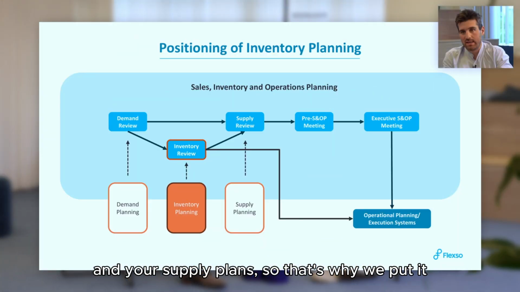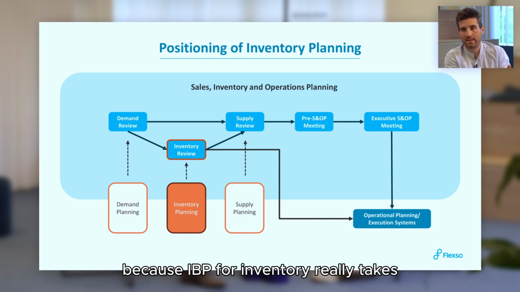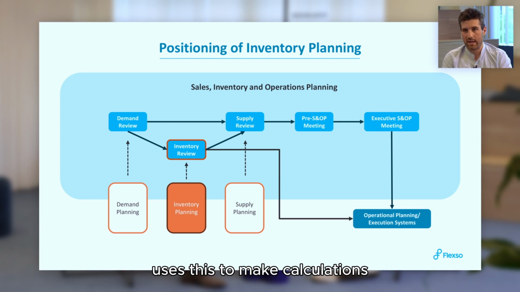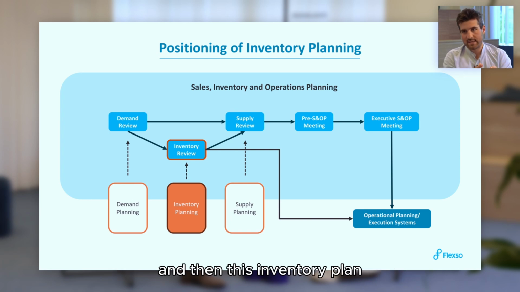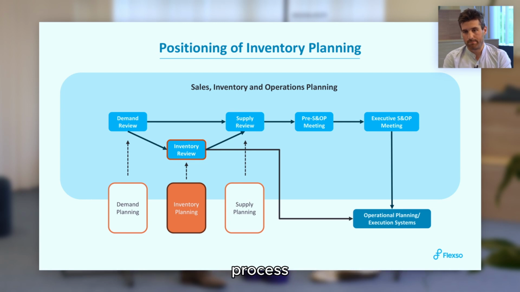So that's why we put it in between demand and supply planning, because IBP for inventory really takes the outputs of the demand planning process, uses this to make calculations and to come up with an optimal inventory plan. And then this inventory plan you can again feed towards your supply planning process in order to not only plan against your demand, but also these inventory targets on top of your actual demand.